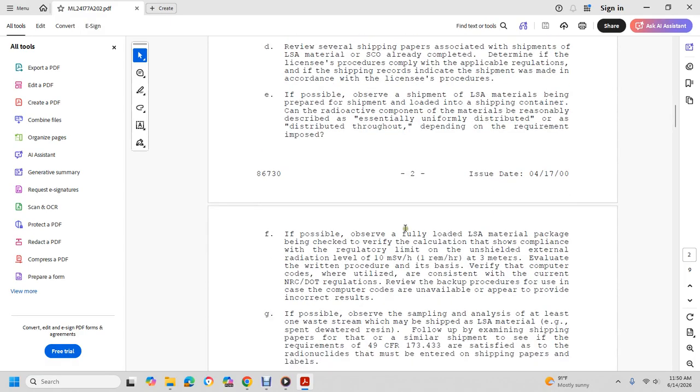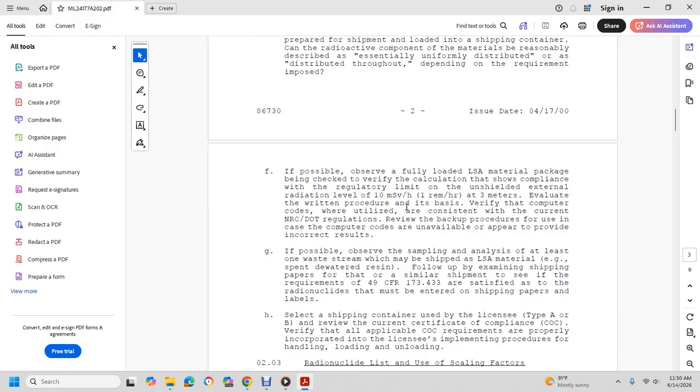If possible, observe the fully loaded LSA material package being checked over, and verify the calculations that show compliance with the regulatory limit with the unshielded external radiation level of 10 mSv per hour, or 1 rem per hour, at 3 meters, a fixed value of the written procedure. Verify the computer code utilized is current with the NRC regulation, and review the backup procedure for use in case the computer codes are unavailable, to appear with correct results.